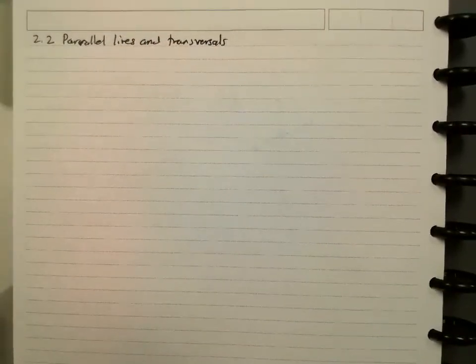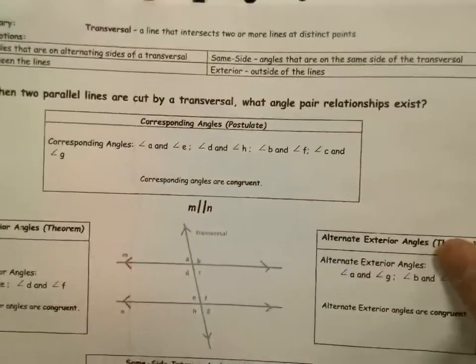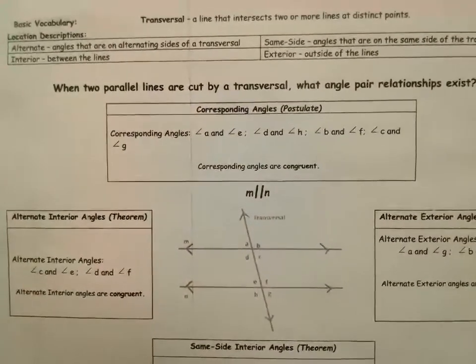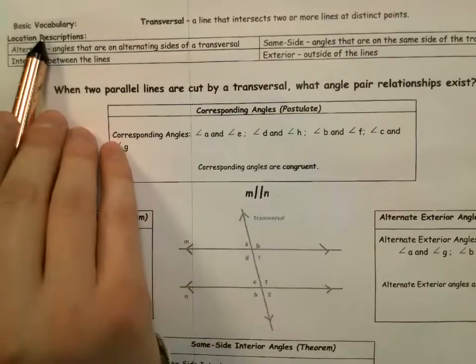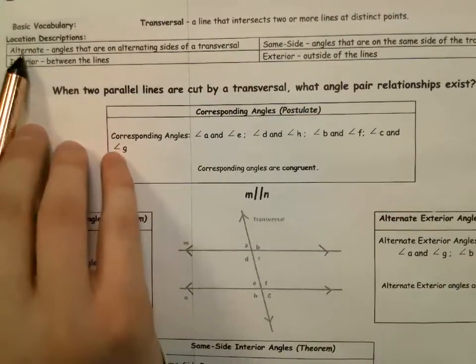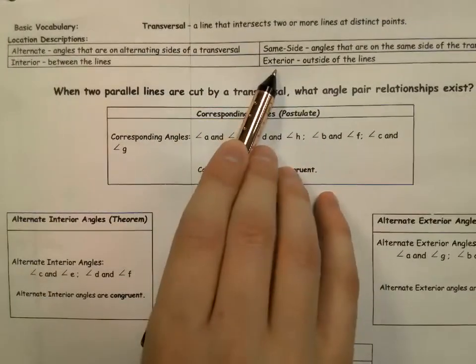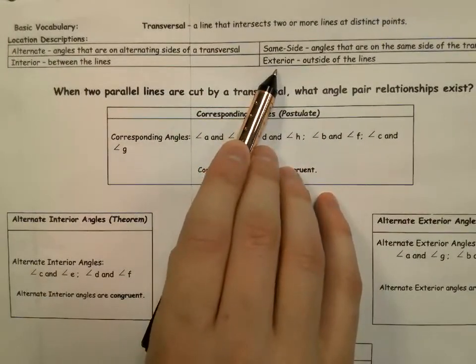Okay. Now, once you have that title down, we're going to take this page right here and turn them sideways. Okay? What we're going to be talking about today is essentially the basic vocabulary of that, which is location description, alternate, same side, interior, and exterior. Okay? You guys should have seen these before.